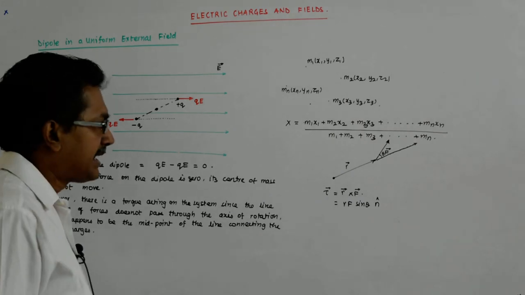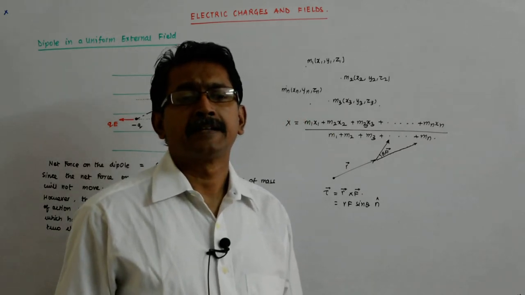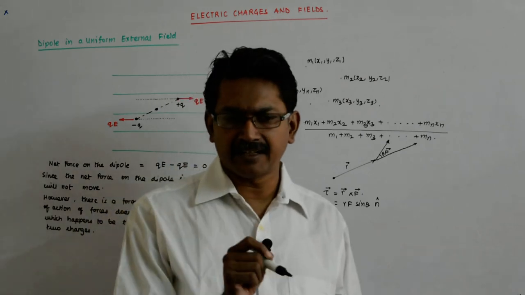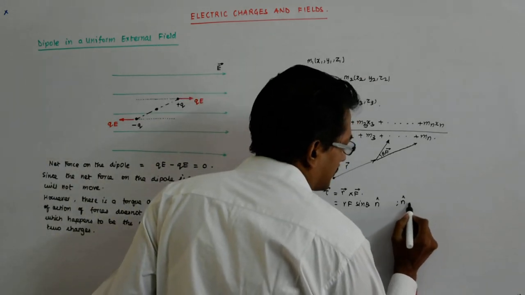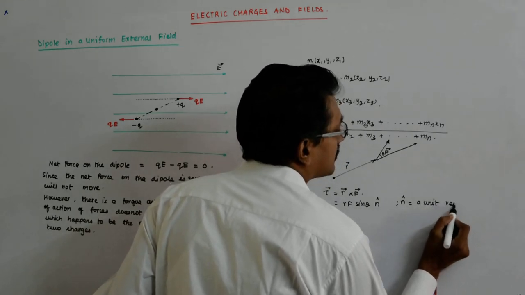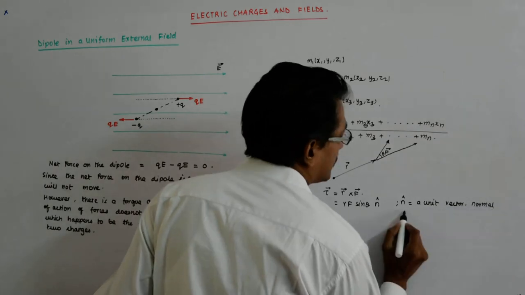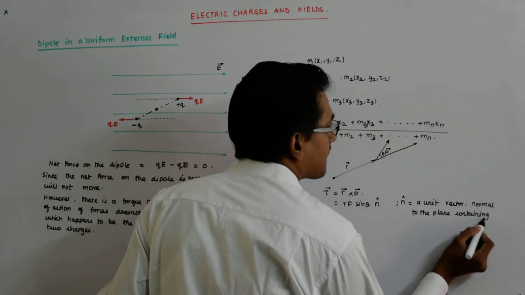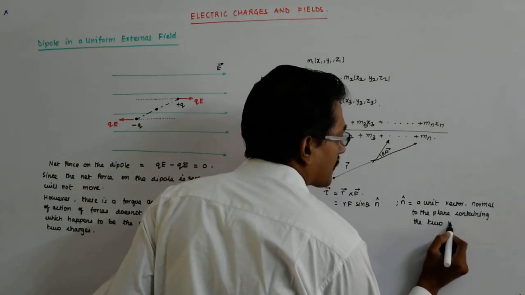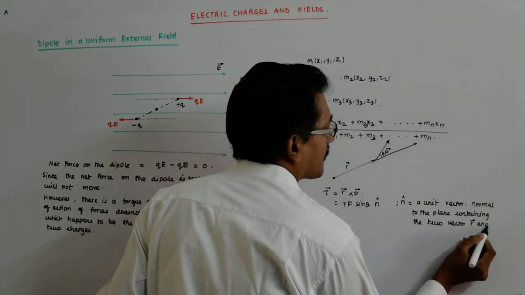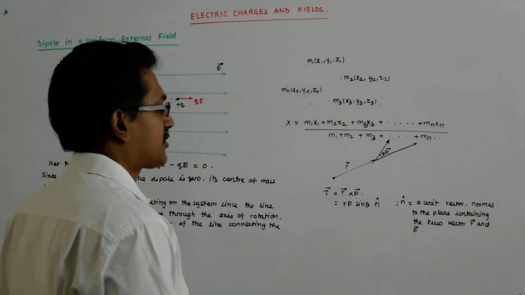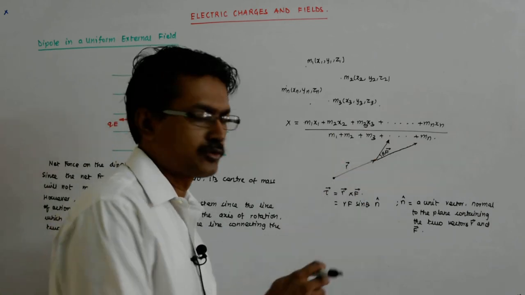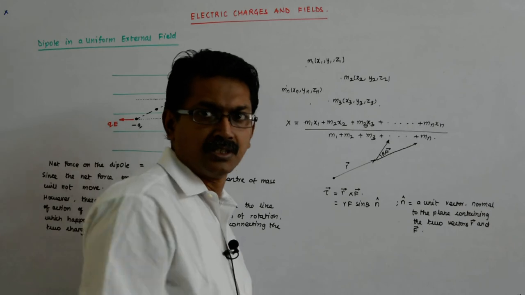What is n cap? N cap is the direction of the unit normal. What is the unit normal? A unit vector normal to the plane containing the two vectors R and F. Okay, and what is the direction? Because this is the normal, there are two. This whiteboard is the plane which contains the two vectors.